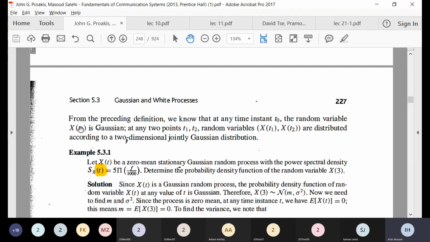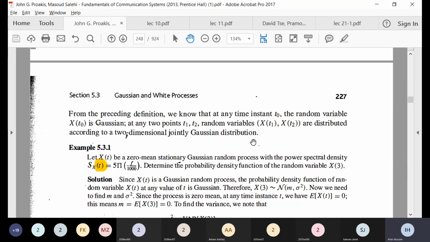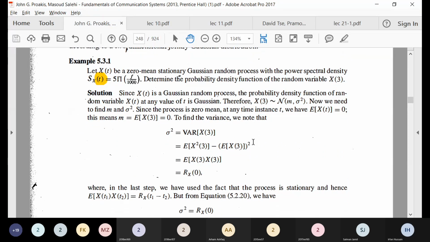Same thing: any instant random variable is Gaussian, and at any two points the random variables are distributed with a two-dimensional jointly Gaussian distribution. In this example, we have a zero mean stationary Gaussian random process. The mean is 0 and the PSD is given. You can see this is a box from minus 5,000 to plus 5,000, with height 5. The question is: what is the PDF of the random variable x3? So I sample this process at 3. To find its PDF, you need the mean and you need to find the variance. If you have these, you can find the PDF of the random variable.